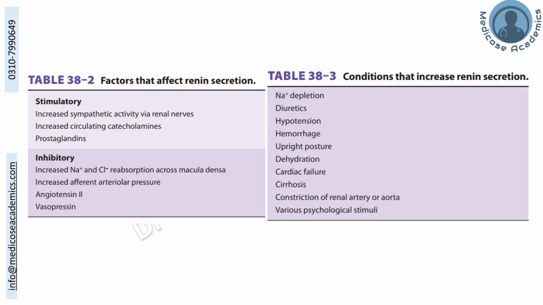And this is showing the other factors, in addition to the tubuloglomerular feedback, that can affect the renin secretion. For example, directly by the sympathetic stimulation, renin secretion can be increased. By the catecholamines and prostaglandins, it can increase, whereas angiotensin 2 and other factors can inhibit it. These are also the conditions that increase renin secretion. Topmost remain still the tubuloglomerular feedback and sympathetic activation.